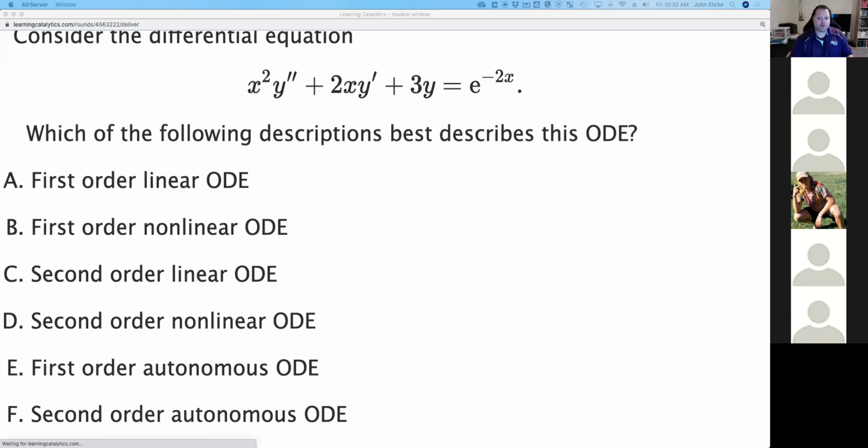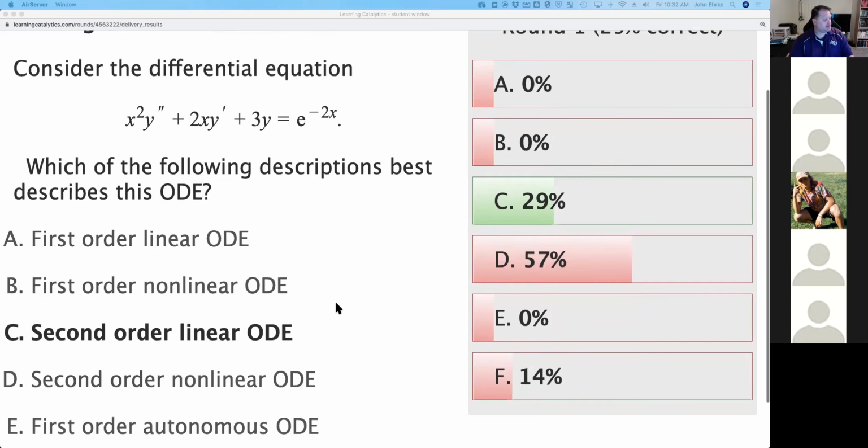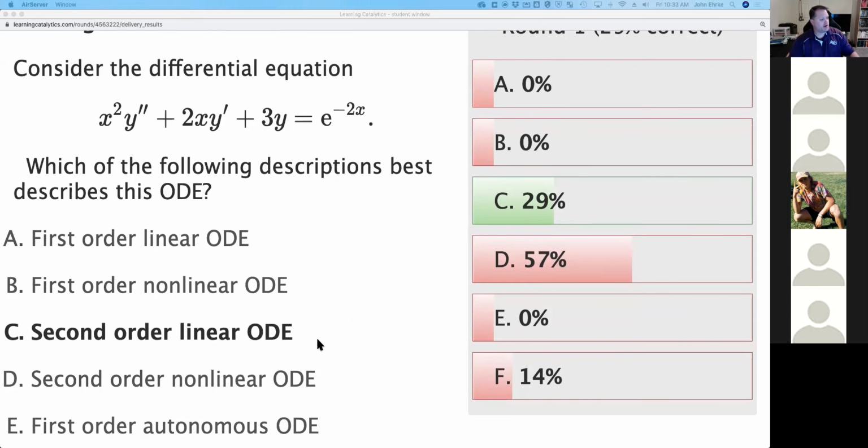All right, so from your responses, second order linear is correct. Those of you that said nonlinear, this may be a bit of recency bias from the last question, but I want to show you once again why this one is linear, whereas the previous one is nonlinear.